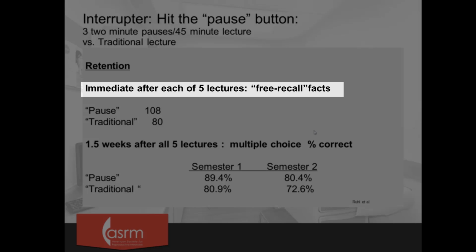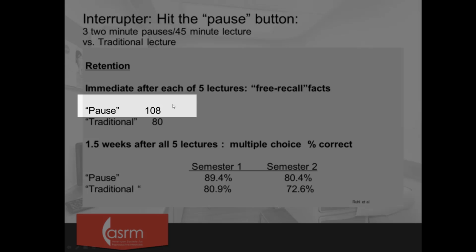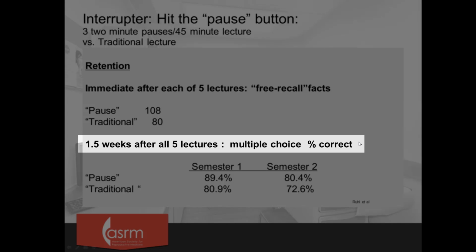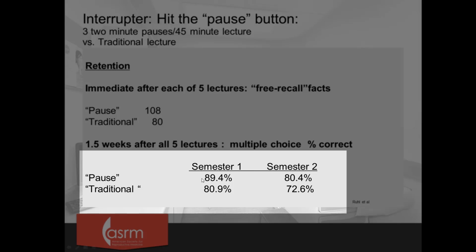Immediately after the 5 lectures, students were asked for a free recall of fact. Students in the pause group were much more likely to remember free recall facts than students in the traditional group. But what probably is much more impressive is their performance on multiple choice questions. This study was repeated over 2 separate semesters, and as you can see, the pause group had statistical difference in terms of their multiple choice question responses compared to the traditional group.